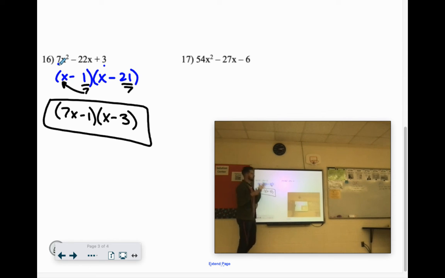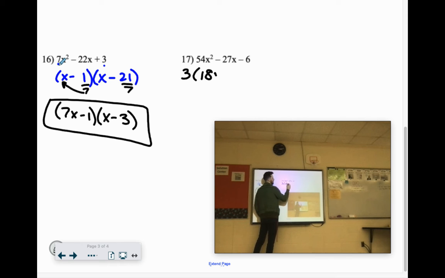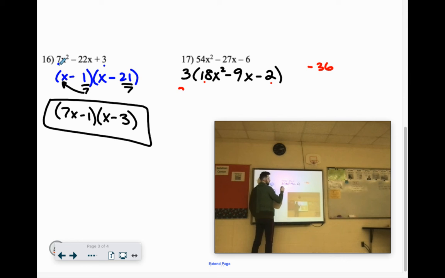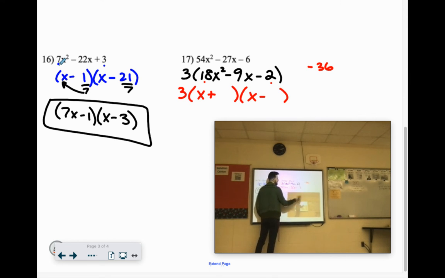We're almost getting too good at these. 54, 27, and 6, they have a common factor of 3. 3 times 18, 3 times 9, and 3 times 2. 18 times negative 2 is negative 36, so it has to be one of each. They have to be 9 apart from each other, which would be 12 and 3, so minus 12 plus 3.